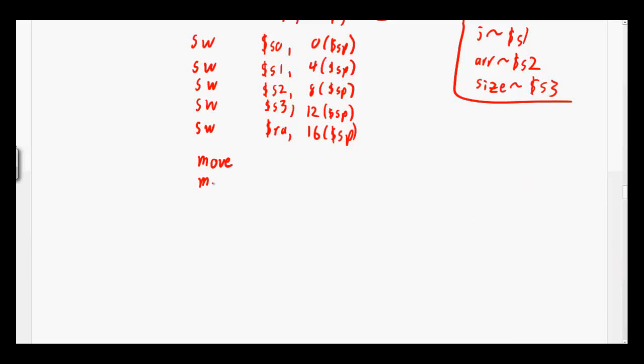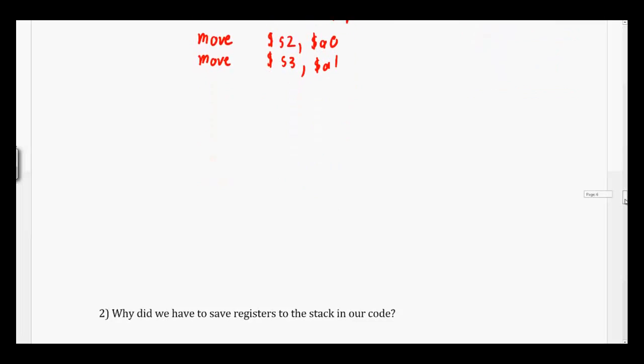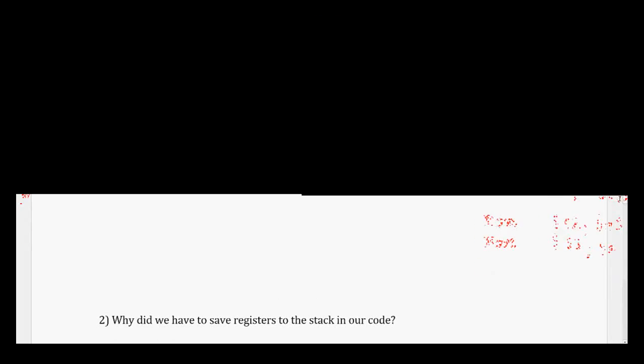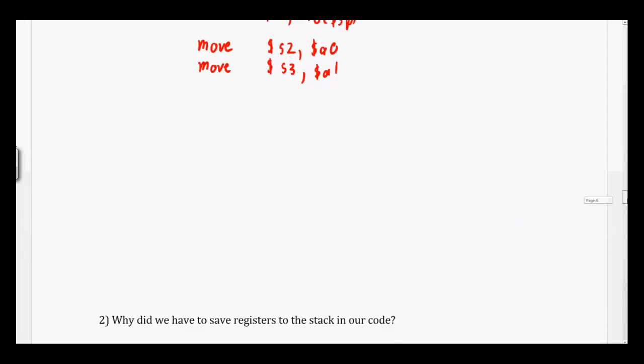The first thing we want to do is, I said S2 was going to be R, and I said size was going to be in S3. So let's actually make that the case. A0 would have been passed in place of R, and size is going to get passed in inside of A1. So we'll just move those into S2 and S3. And now we have saved our argument registers and can start initializing things.